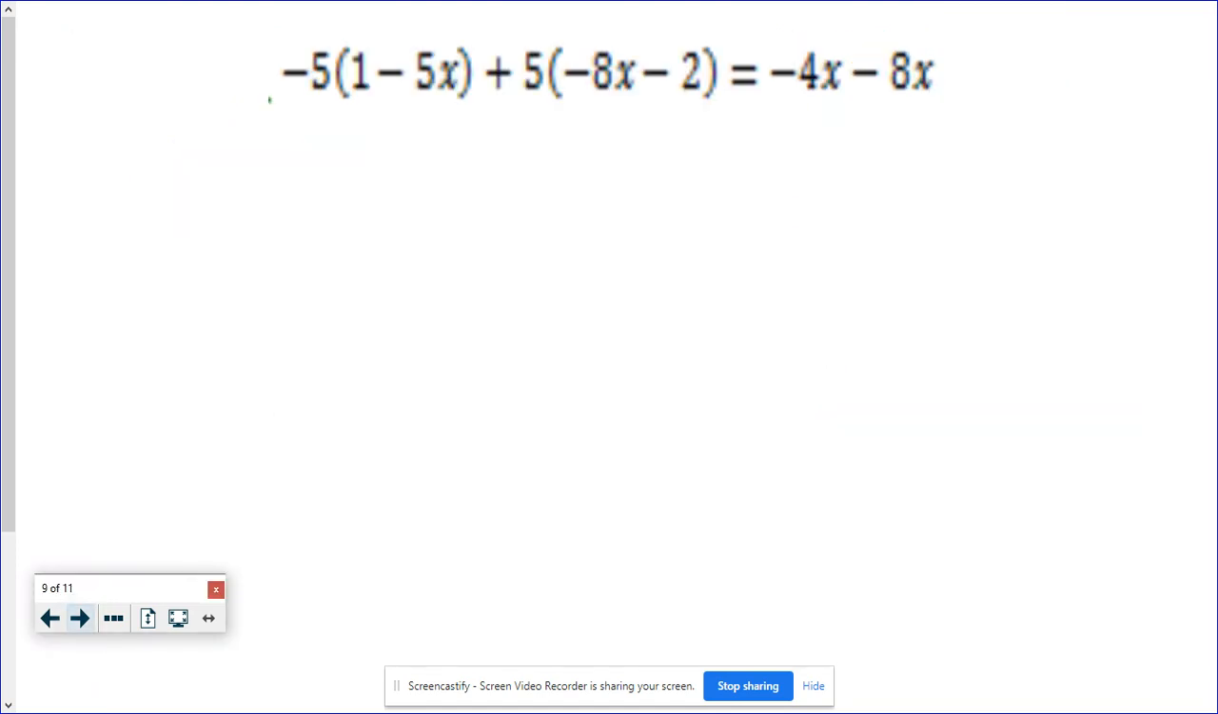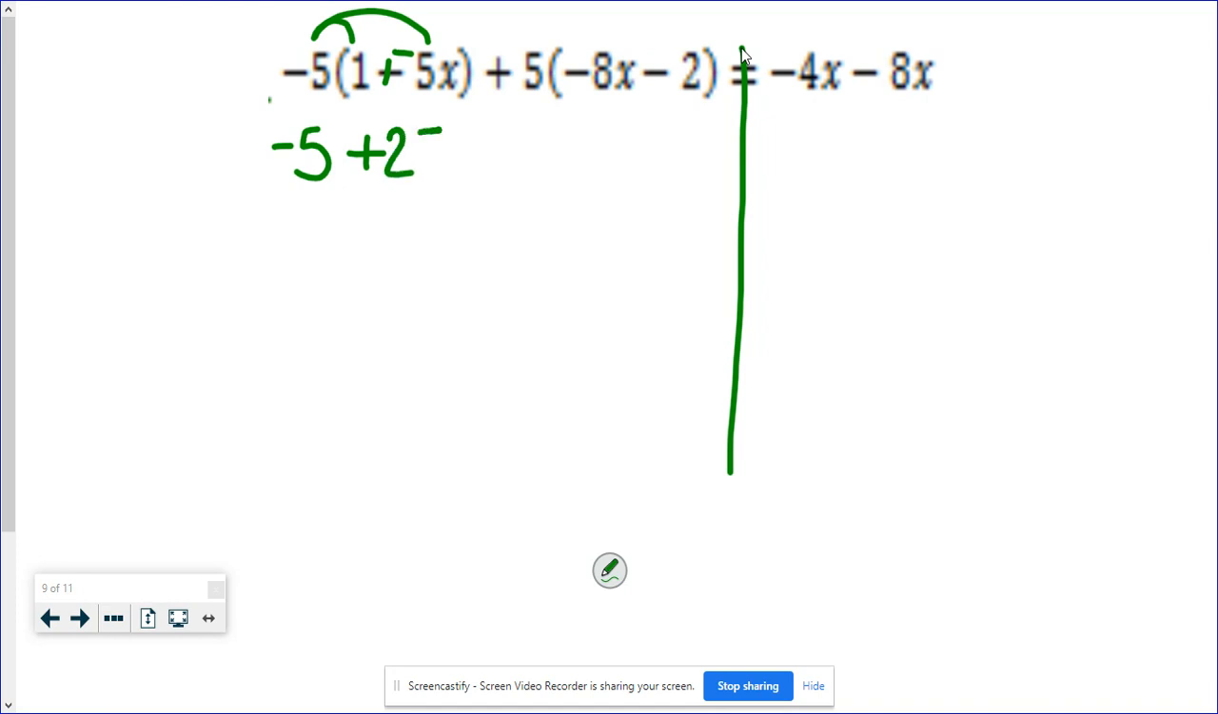Here we go, last one of these. Kind of a lot going on in this problem. So negative 5 times 1 is going to be a negative 5. Let me change that with the keep, change. Negative 5 times a negative 5x is positive 25x. 5 times a negative 8x is a negative 40x. And 5 times a negative 2 is negative 10.